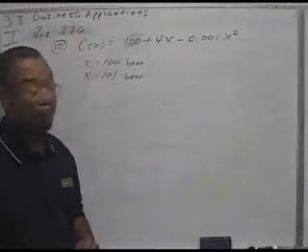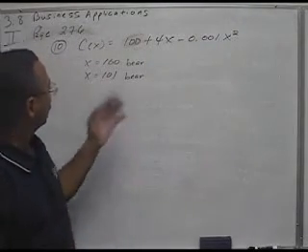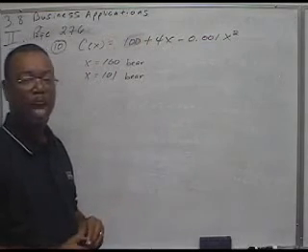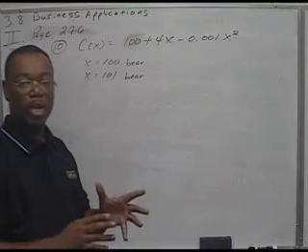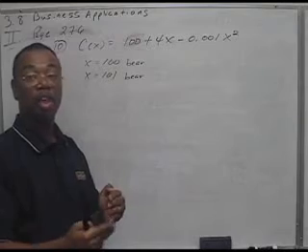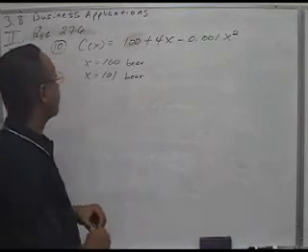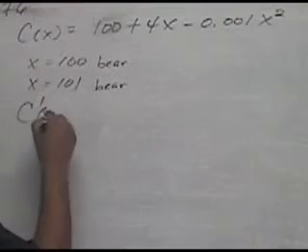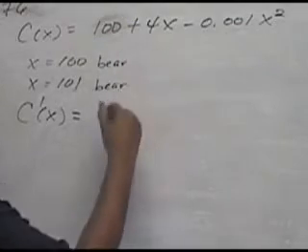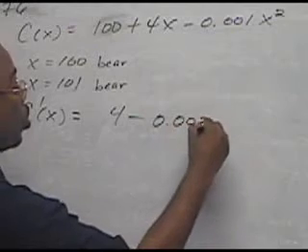Okay, next, let's do number 10. Number 10, we're given the cost function, and we're being told that the input, the items, will be bears. And we're asked to find the marginal cost for creating, at that instant, the 100th bear, and use that marginal cost to predict the cost of the 101st bear. Let's find out. First, let's get the marginal cost. Marginal cost function: the constant would be 0, the derivative of 4x is 4, minus 2 times this quantity, which would be 0.002x.